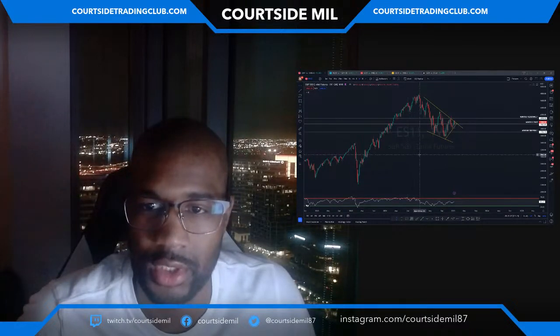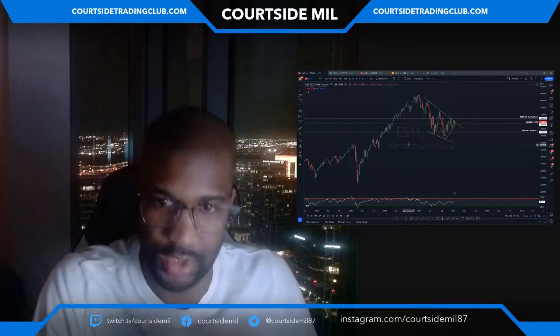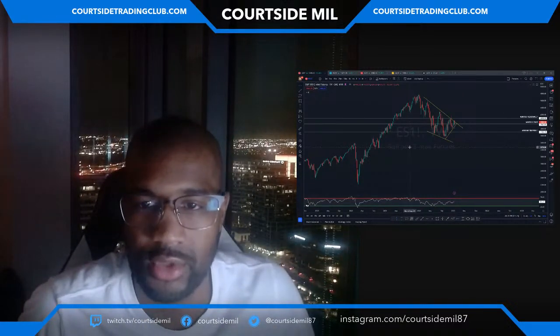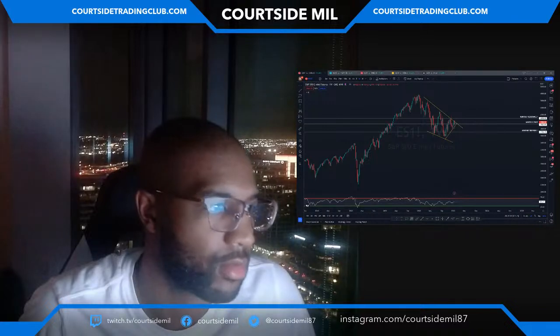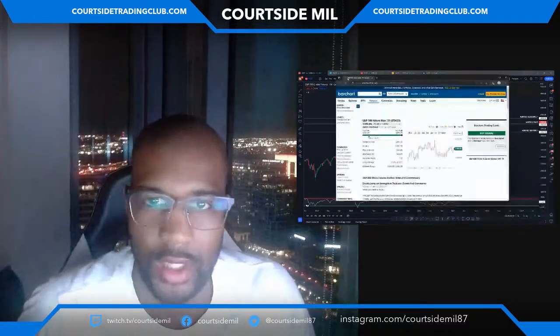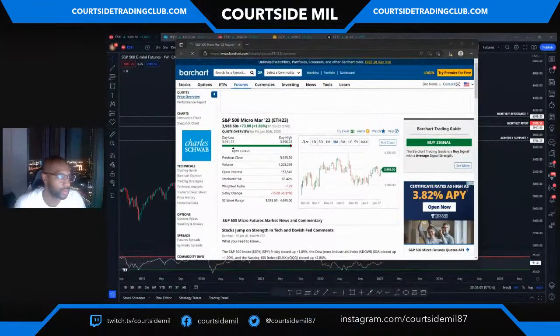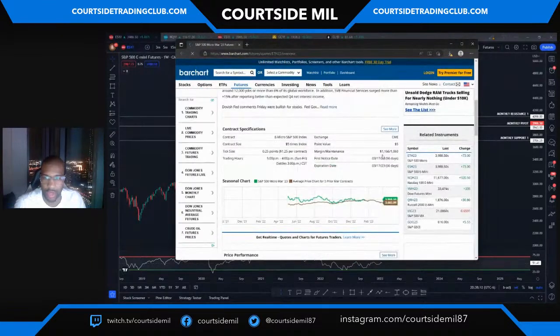So doing this, it's suggested that you use micro contracts, not the minis. If I'm going to do this example with the S&P, for instance, we're going to be using the micro S&P. Just for reference, here are the specs for the micro contract for the S&P. It's going to cost you about $1,100 per contract, and each tick is $1.25.